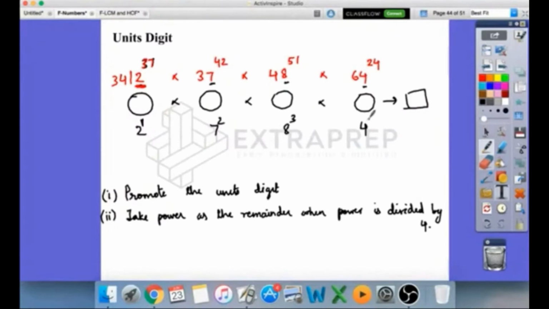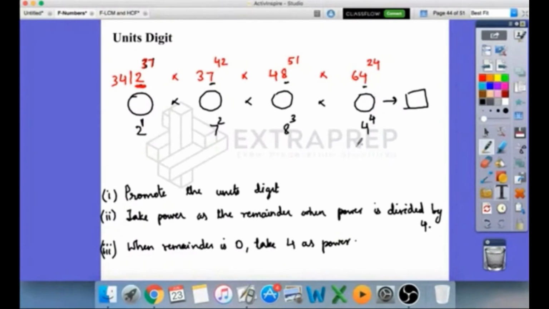The remainder is 0. But you can't put 0 here, because if you put 0 here, you get 4 power 0 and you'll get the units digit as 1, which is not possible. Because 4 is an even number, powered it will always be an even number. So there comes the third point. When the remainder is 0, take 4 as the power. So whenever the remainder is 0, you will have to take 4 as the power.